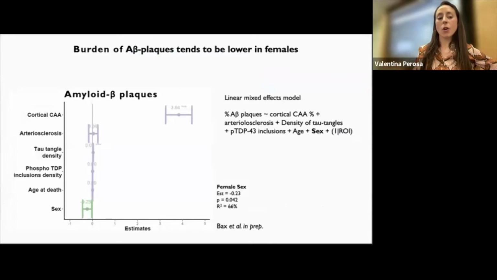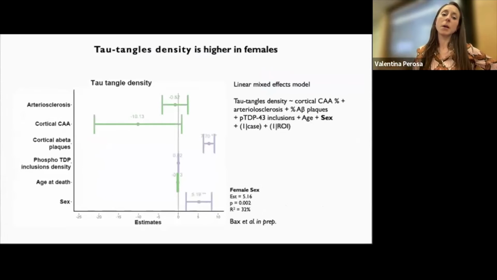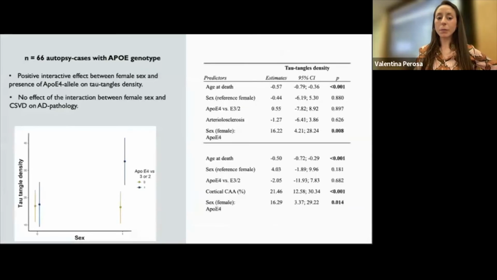Another thing that he saw is a little bit inconsistent with previous studies: he saw a little bit less amyloid beta plaques in females as opposed to males, but he did also see more tau tangle density. But finally, I think what is actually most interesting about this part of the study is that we had ApoE genotype for 66 of the participants.